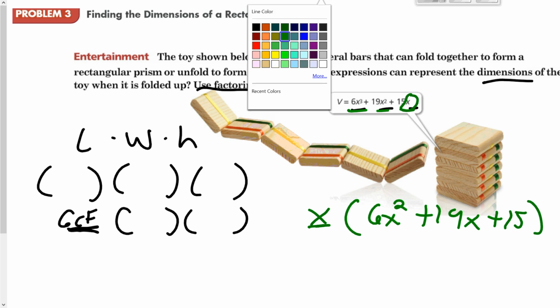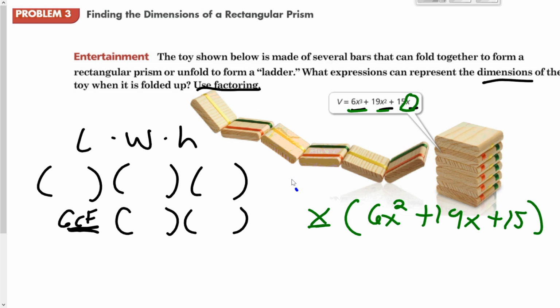You could do grouping, but there's not 4, right? So you would have to separate this 19x into 2 numbers. You'd have to be like 14x plus 5x, so then it would be a group, right? But you might have to mix those up and guess and check how to divide those. But cab, I think, is the best way. So you could do your c times your a, so 6 times 15.